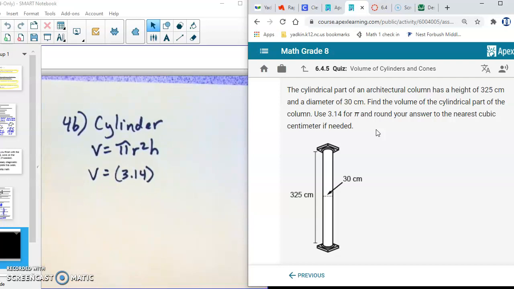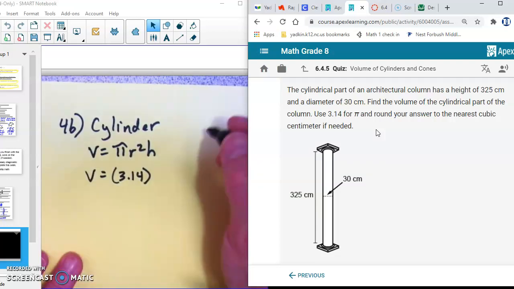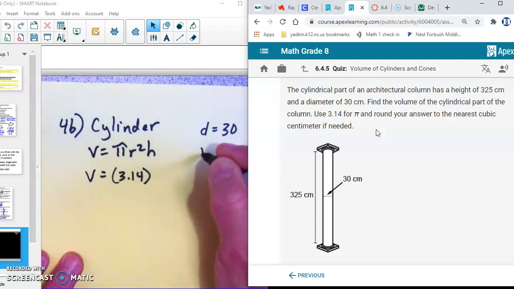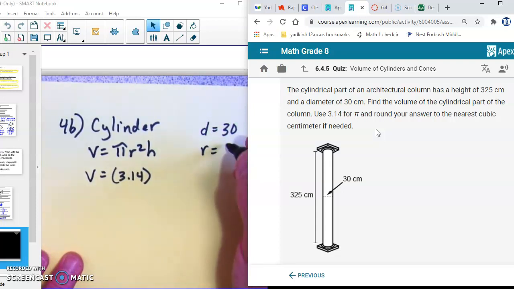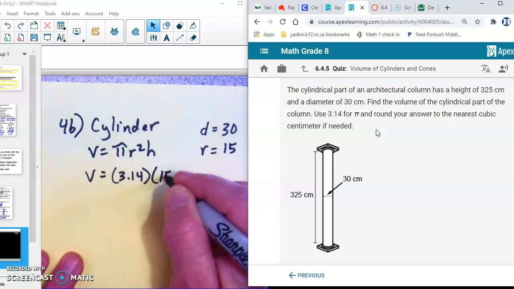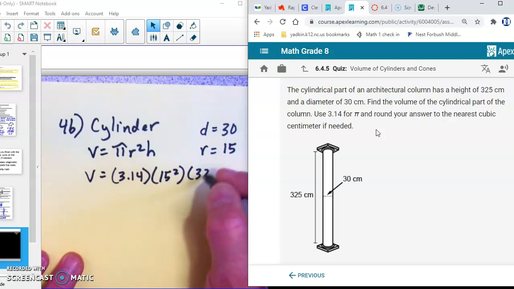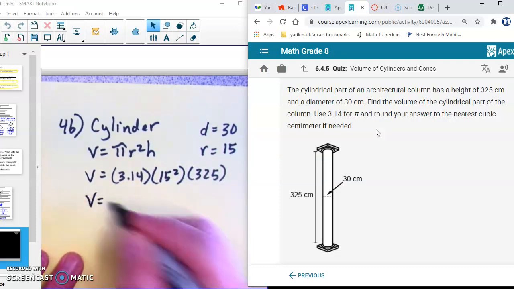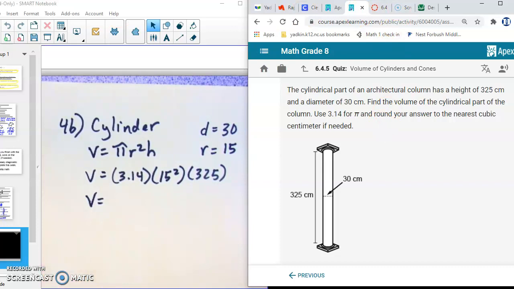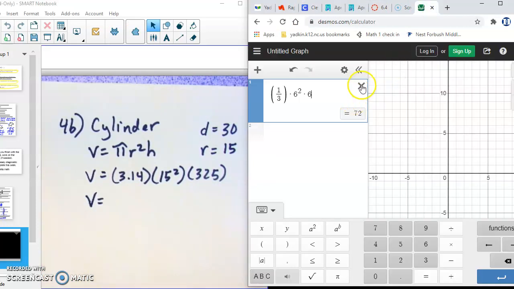It says it has a diameter of 30. The diameter is 30, so that means the radius is what? Half of 30, which is 15. So 15 squared, and the height is 325 centimeters, 325. And then we simply have to just put this into Desmos. Okay, so I'm not going to use any parentheses this time. 3.14 times 15 squared times 325.